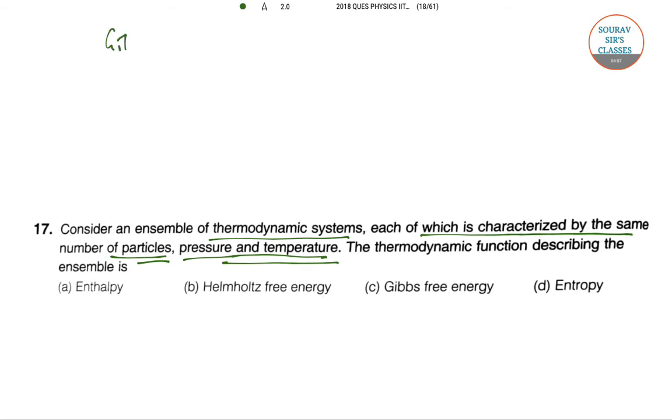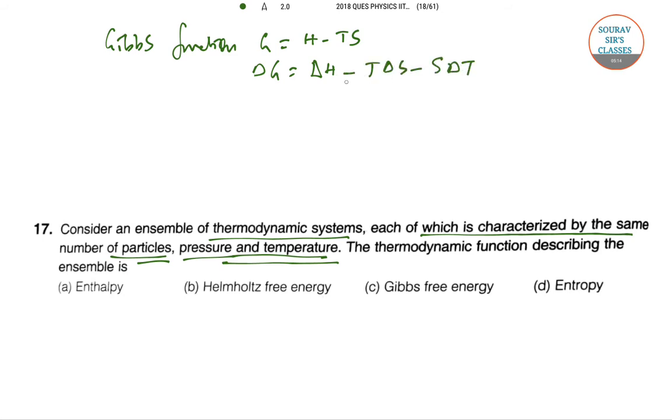This function is called the Gibbs function, G equal to H minus TS. So for a small reversible process, del G equal to del H minus T into del S minus S into del T, simple derivative form. So del H equal to T into del S plus V into del P. So del G equal to V into del P minus S into del T.